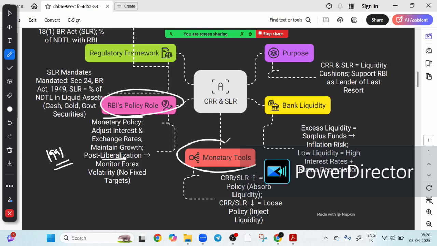And finally, we have the monetary tool function, right? When SLR or CRR is increased, it is called tight monetary policy. So you must note it down that when SLR or CRR increases, it is called tight monetary policy. This absorbs liquidity. Whenever I say tight monetary policy, it means it absorbs liquidity, cools down inflation, and slows excessive growth. So remember, when CRR and SLR increase, it is called tight policy.